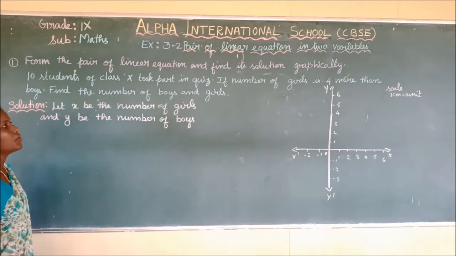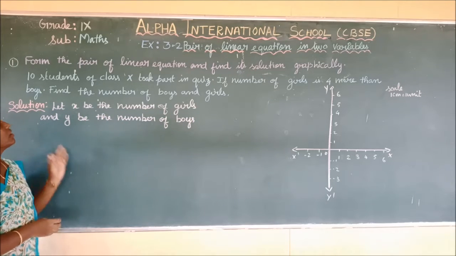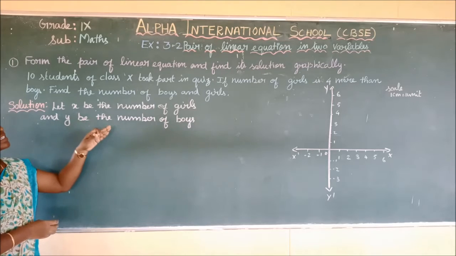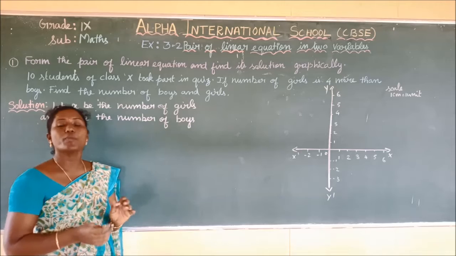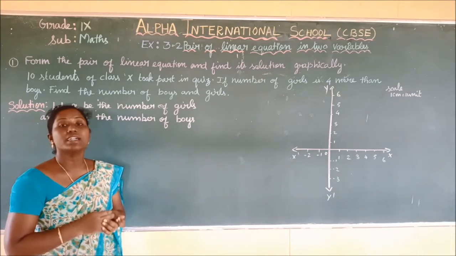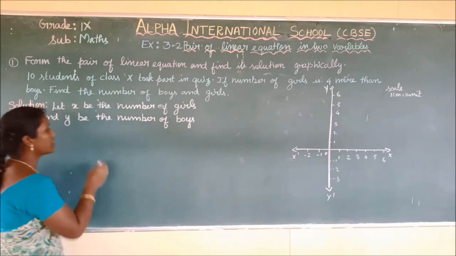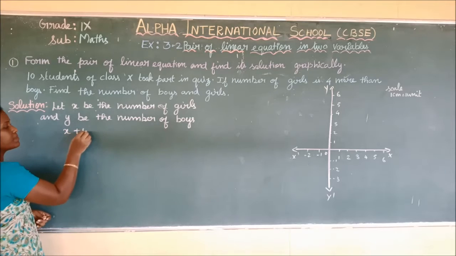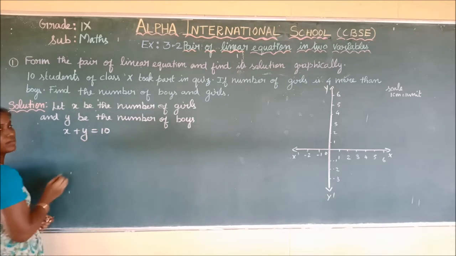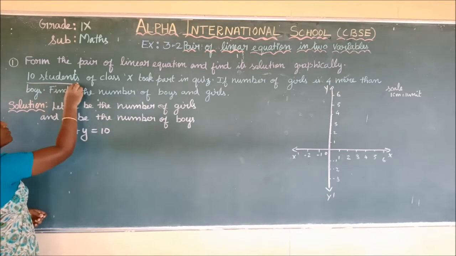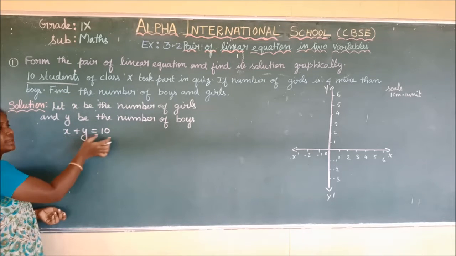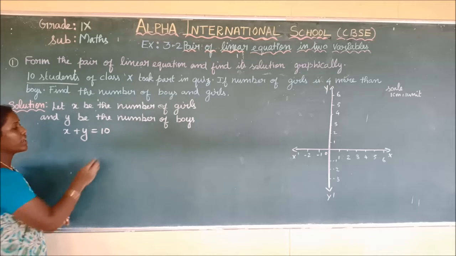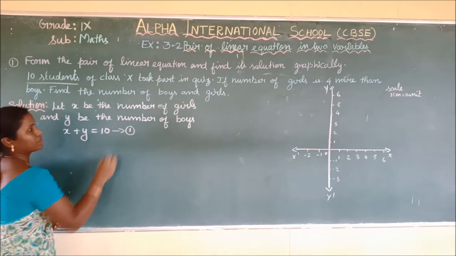Okay, so we analyze the situation. 10 students of class 10 took part in the quiz, both girls and boys. How many students participated in the quiz? 10 students. So we can take the first equation as x plus y is equal to 10, because a total of 10 students participated. I don't know how many boys and girls, but in total 10 participated. This is equation 1.